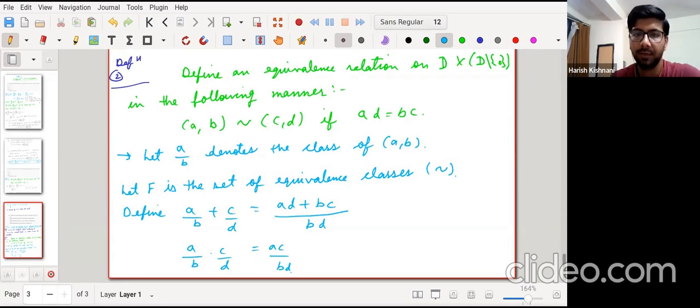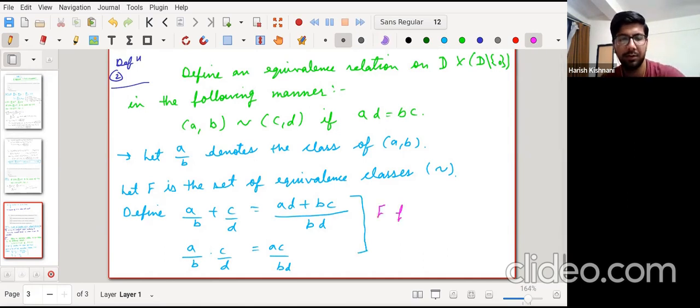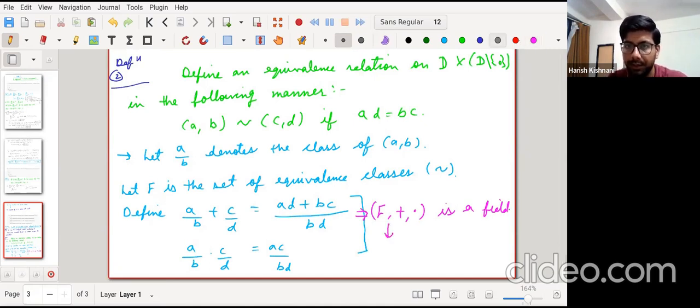So with these operations, it forms a field F. Or simply I can write that (F, +, ·) is a field, and this field is named the field of fractions.